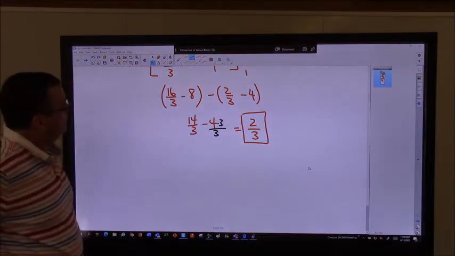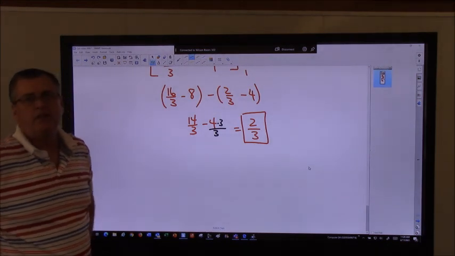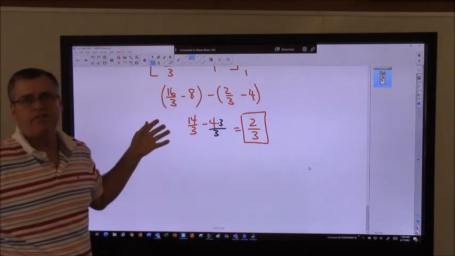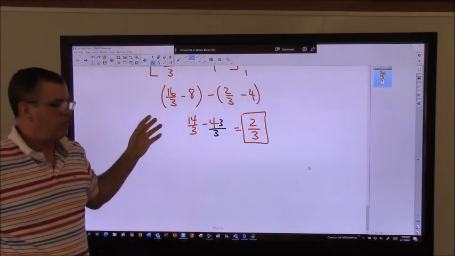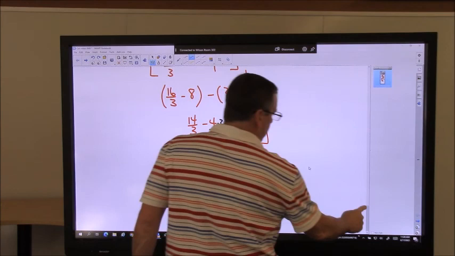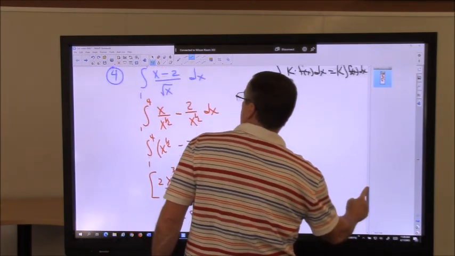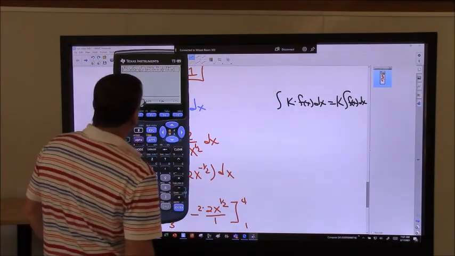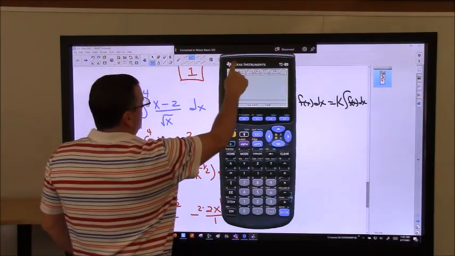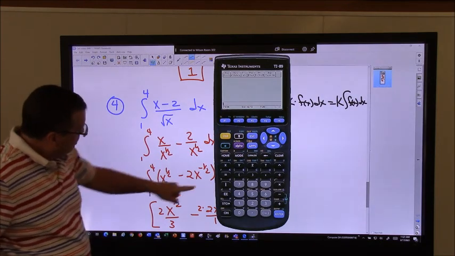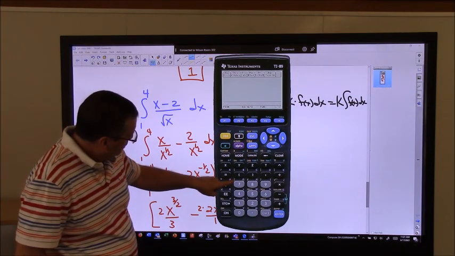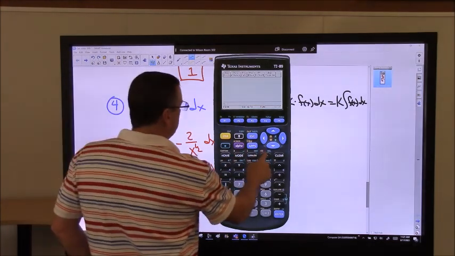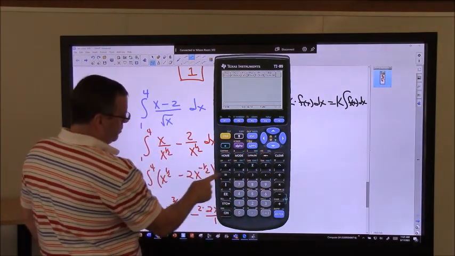One last thing to talk about. They're going to ask us to verify that this is correct using our graphing calculator. So how do I do that? Let's go back to the original problem. All right, there it is. I'll pull up the graphing calculator. And if you look right there where the 7 is, that's our integral symbol. So back up here, what I want to do is an integral.